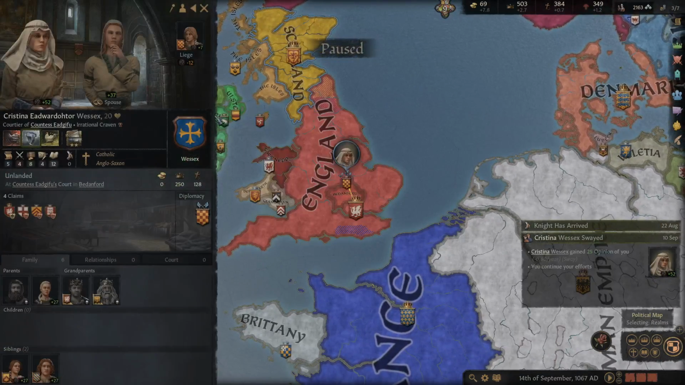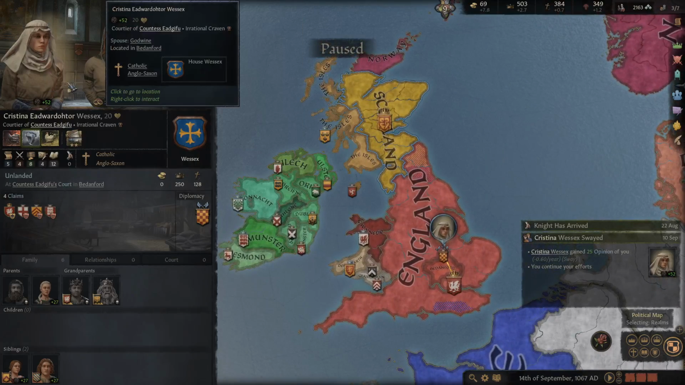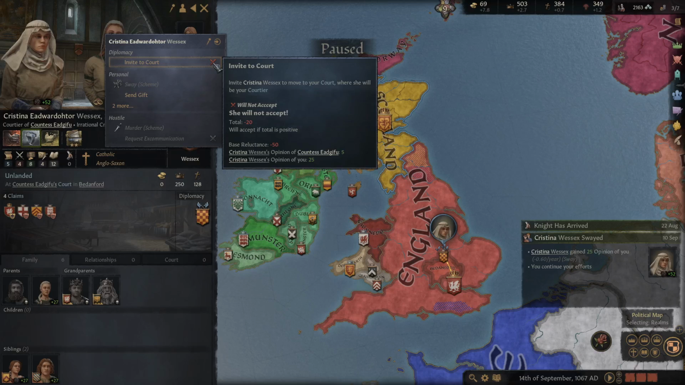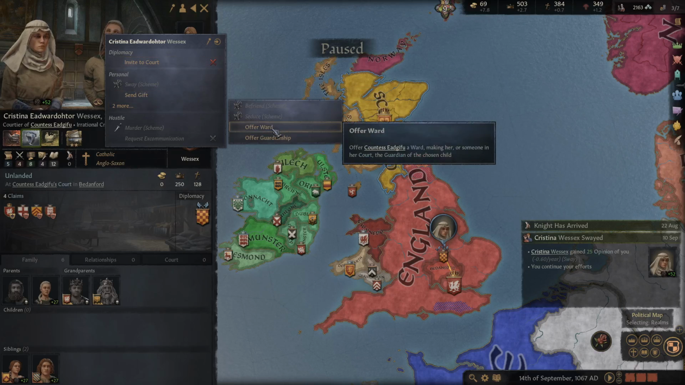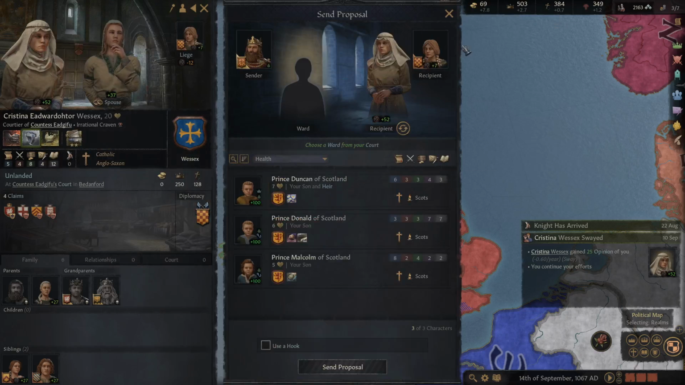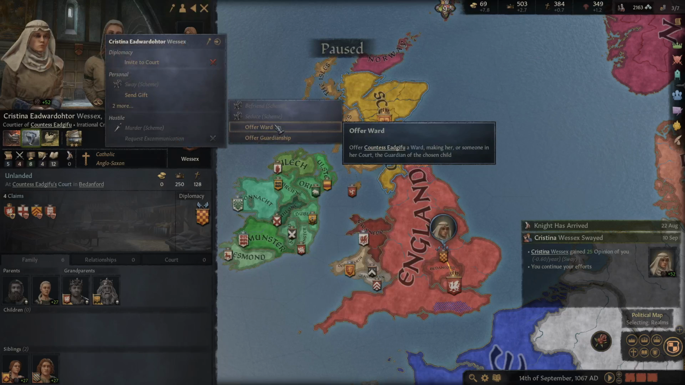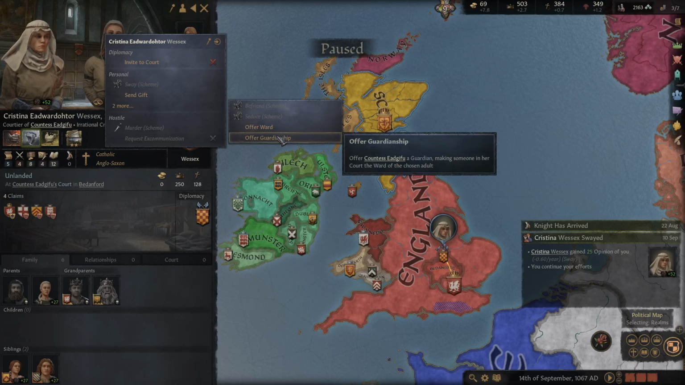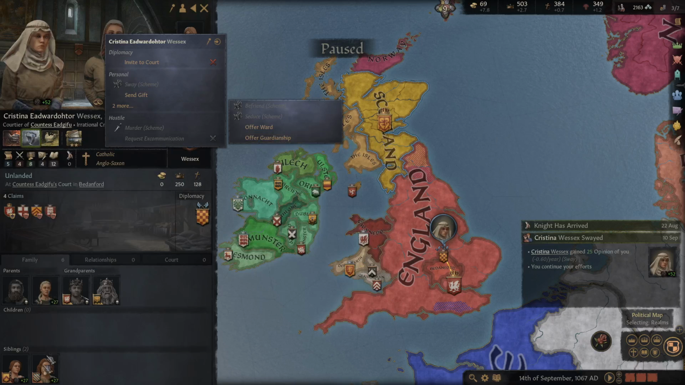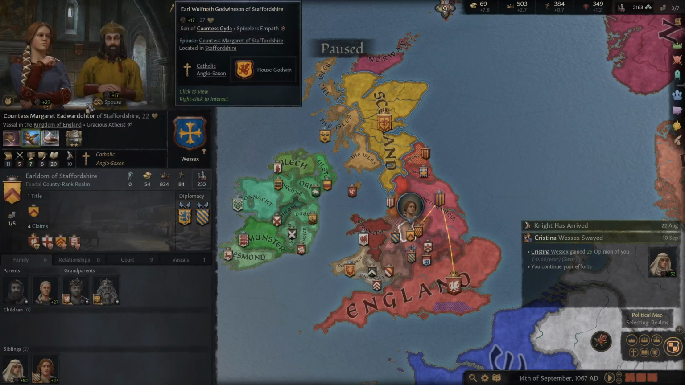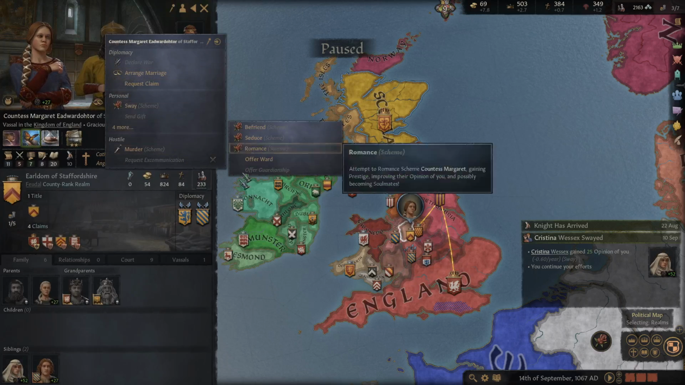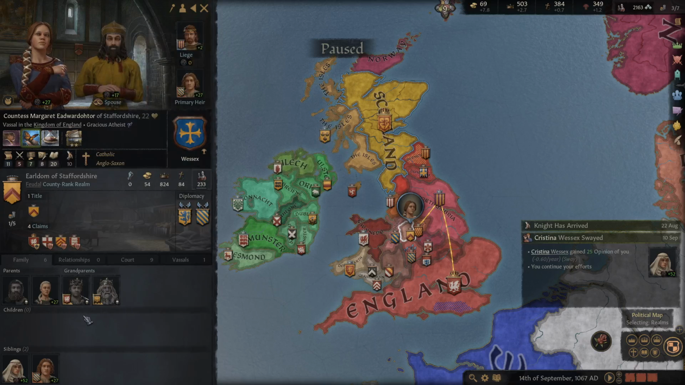Okay. Alright, so Christina, is she down to come to my court now? No. She's now in somebody else's court. She will not accept. Okay, so I could offer guardianship. She doesn't have kids. And this countess, of course, won't come to my court because she owns land. She doesn't have children.